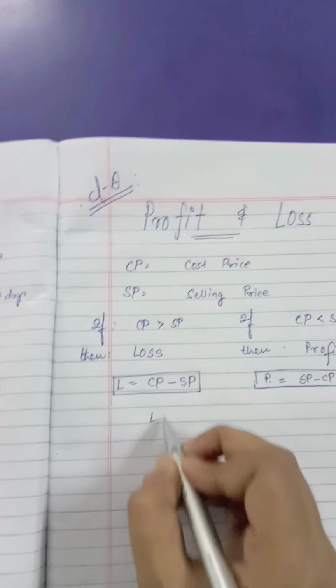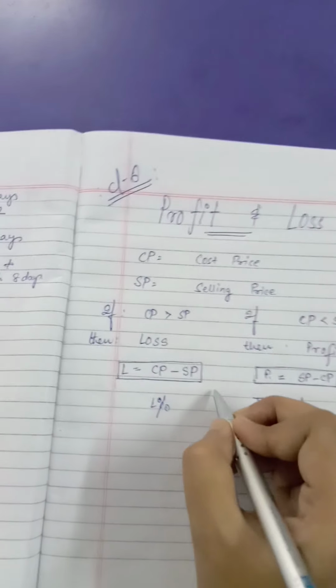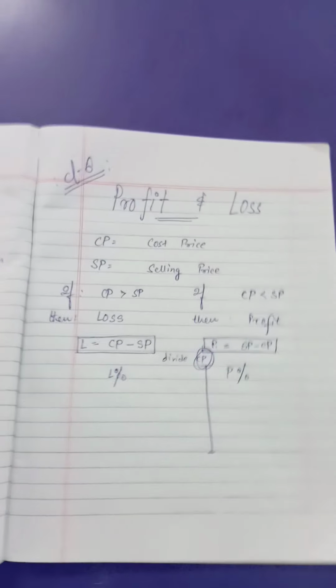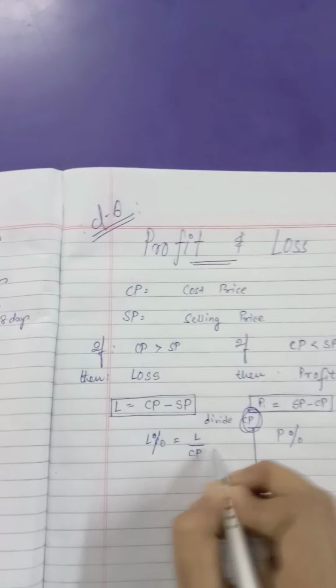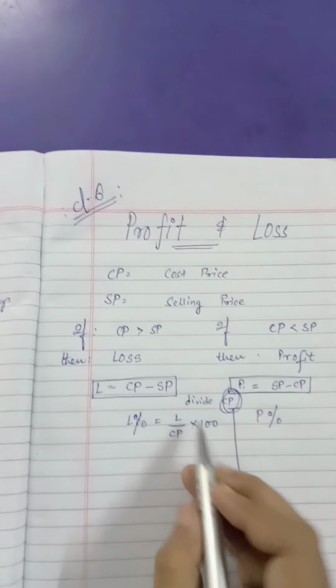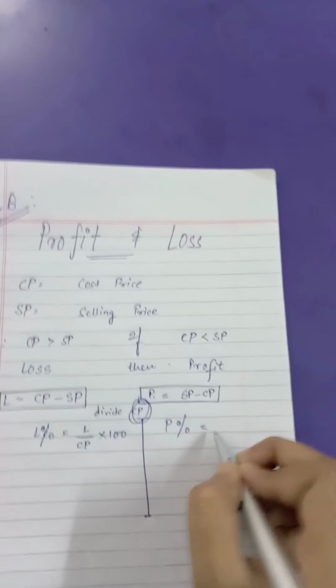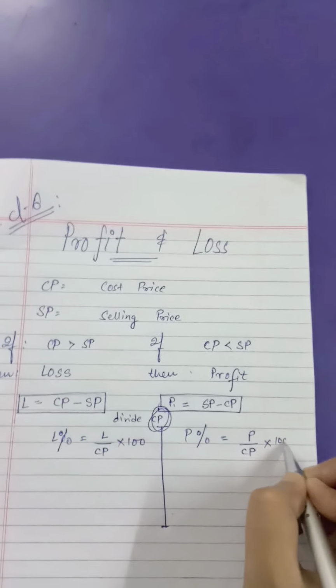Now loss percent and profit percent. If we need to find the percentage of loss or percentage of profit, we always divide it by CP. Okay, we will always consider our cost price, not the selling price. So loss percent is equal to loss by CP into 100. What is the profit percent? Profit percent will be equal to profit by CP into 100.